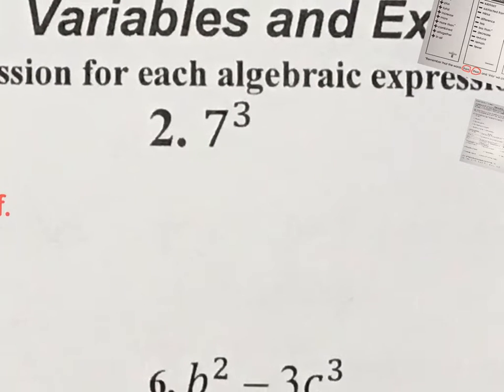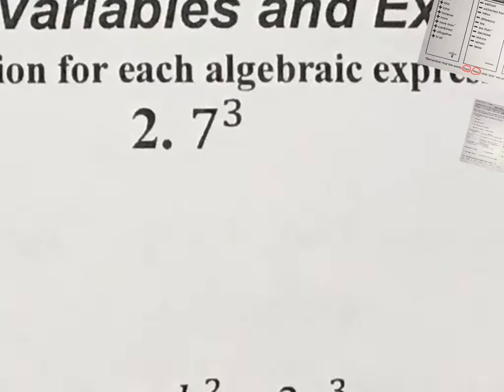Like, for example, number two, I would write this as 7 to the third power. That's what I would write it as, 7 to the third power. But on the back page, it says 7 cubed. The word cubed is a different way of saying to the third power. So either one's fine, okay?